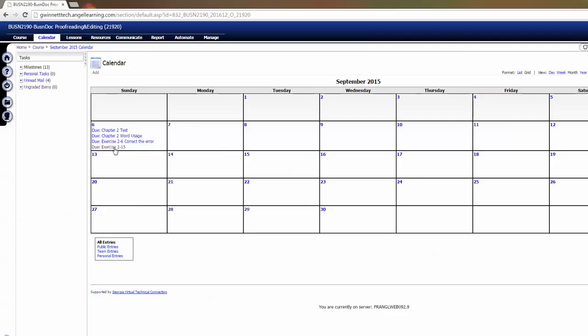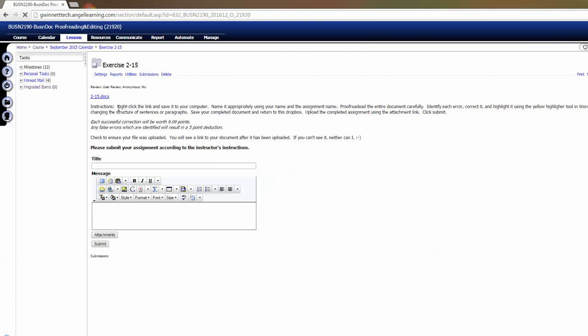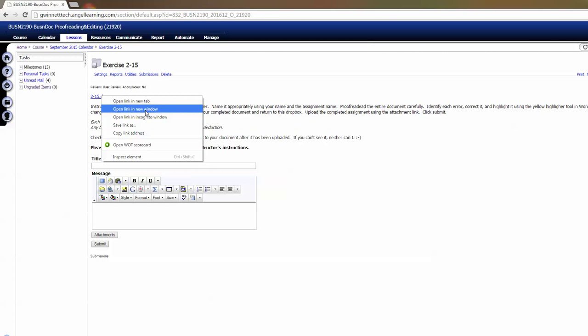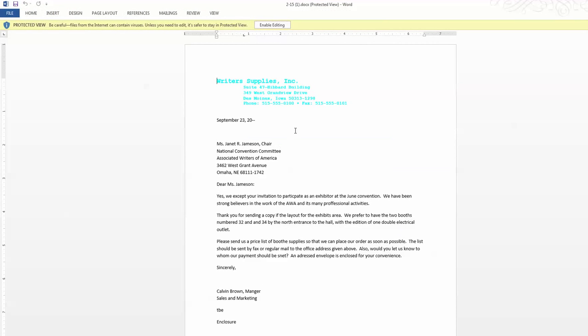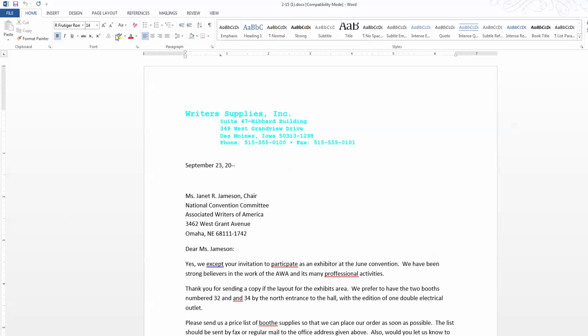Now, the only one that I'm going to really focus on here is this one, because I want you to understand what I'm looking for here. I'm always going to be encouraging you to right click and open things in a new window. When you open this document, you're going to save it in your computer with your name and the name of the assignment. I want you to, like you did in the pretest, identify the errors in the document, correct the errors, highlight them. Once you have it corrected, highlight it using the yellow highlighting tool, which is right here.